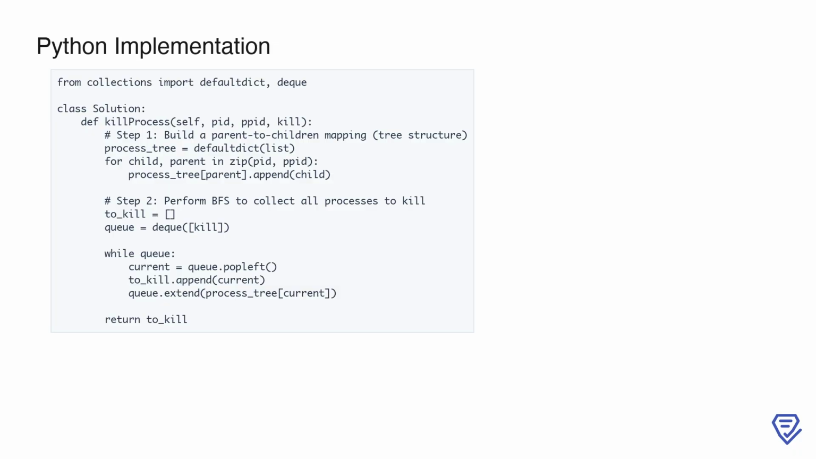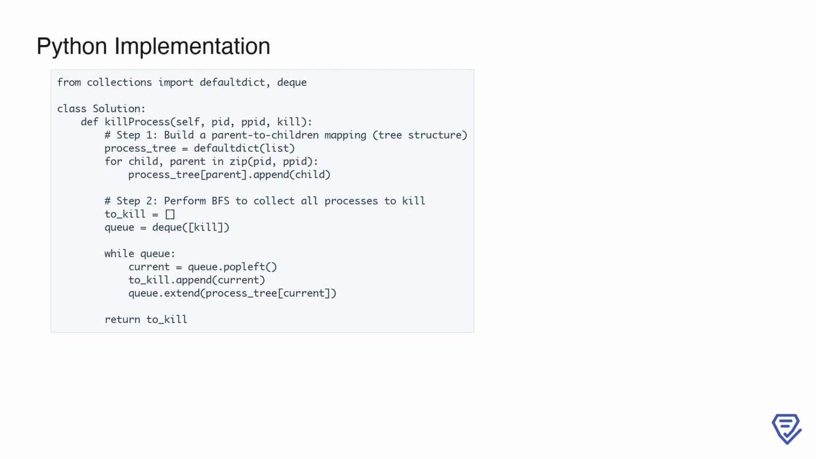Once BFS completes, the to_kill list contains all processes that need to be terminated, including the initial kill process and all its descendants. This list is returned as the result. Efficiency: the BFS traversal ensures we visit each process only once, making the time complexity O(n), where n is the total number of processes. The space complexity is O(n) as well, due to the storage requirements for the tree and the queue.